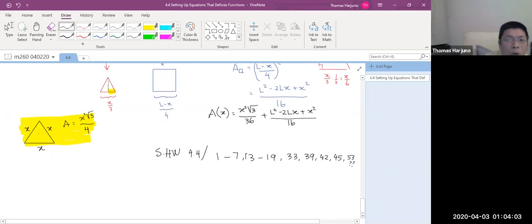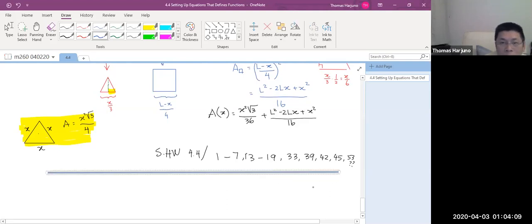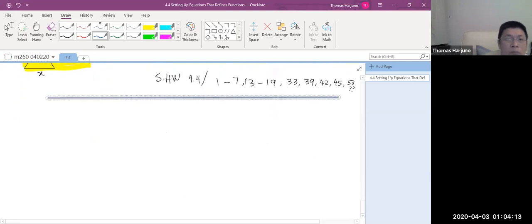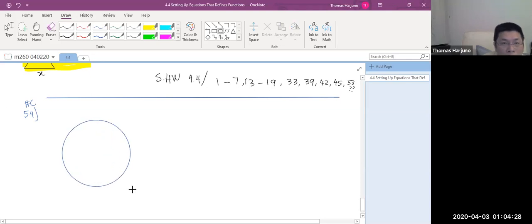But let me go over one question. Consider this a special gift for you. Number 54. They call that level C, so they consider that quite difficult. The thing is, this question actually shows up quite often, even in the SAT.